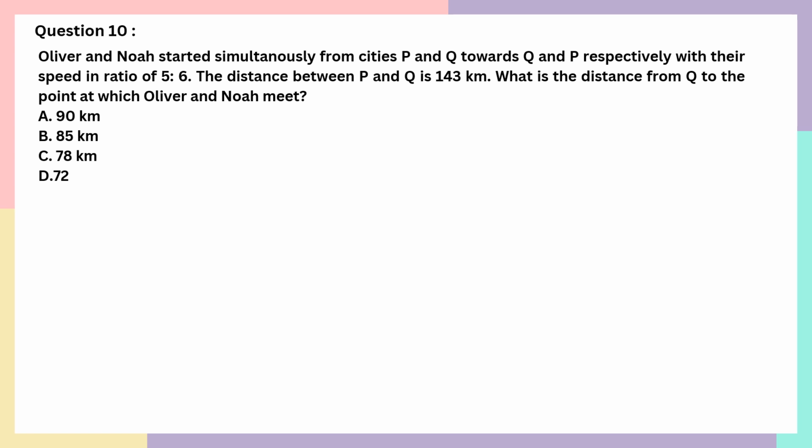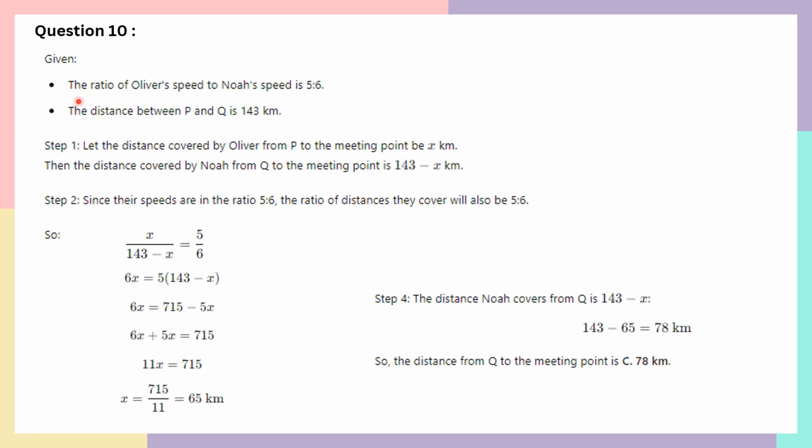Now let's see the solution. In the question it is given that the ratio of Oliver's speed to Noah's speed is 5:6 and the distance between P and Q is 143 km. Now let's consider step 1. Let the distance covered by Oliver from P to the meeting point be x kilometers, and then the distance covered by Noah from point Q to the meeting point is 143 minus x kilometers.